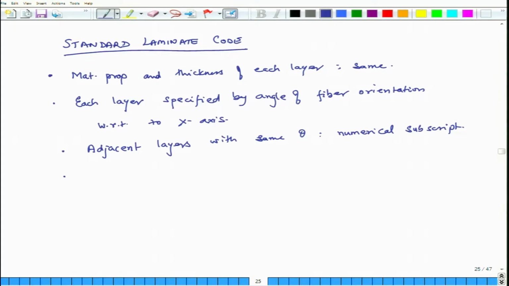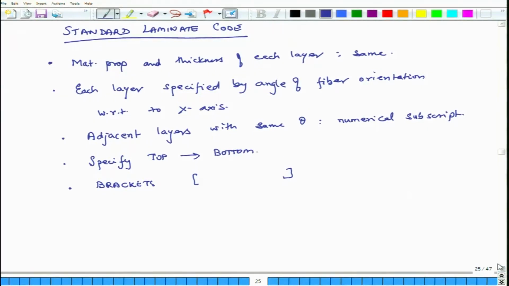Another convention is we always specify from top to bottom. And we start the lamination sequence with a bracket and end with a bracket. So, we use brackets. Okay. So, this is the start and this is the end of the lamination sequence. So, we will do some examples which will make things clearer.